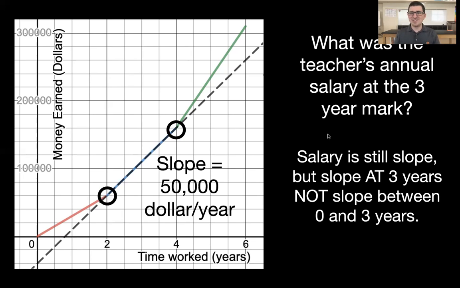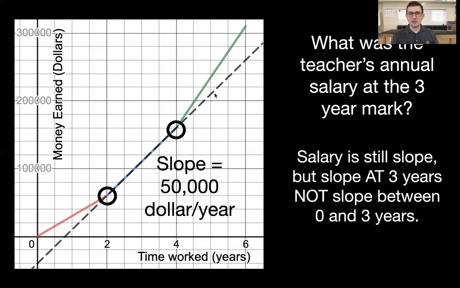So a nice generous raise for our teacher for all of the hard work that they've been doing. So again, we just found the slope. And so finding the slope of this section gives us the slope at 3 years because the whole slope of this blue section is the same. So we didn't actually have to use the point at 3 years, but it would be okay if we did use that point because it would still give us the same slope.